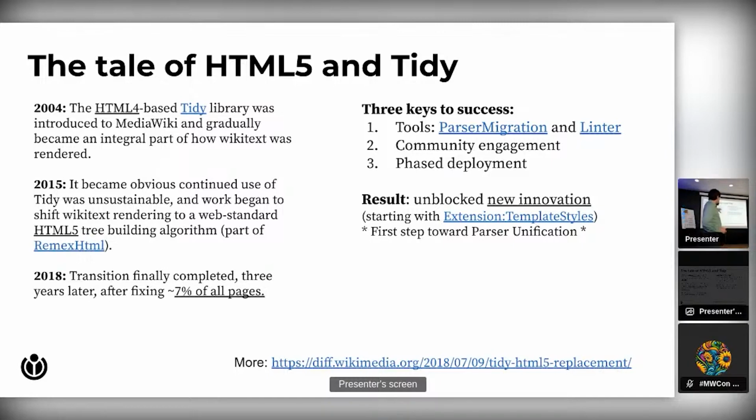The result was that we could finally unblock new innovation in wikitext, right? Starting with the TemplateStyles extension, which was the first thing. At the time, Visual Editor was also using HTML5 syntax from the start, so there were differences that were starting to appear between how Visual Editor showed something and how it actually rendered on wiki. And this was the first step towards the parser unification project that I started out by discussing.